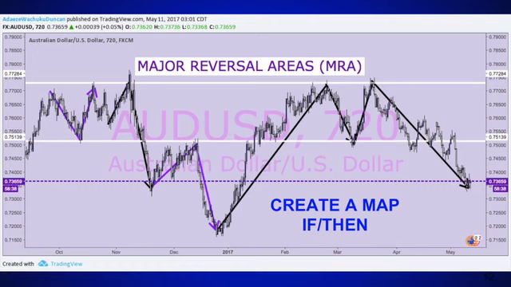You can see that it was an area where price reversed majorly. It wasn't like I'm just slightly chilling and doing a little dip and then keep going up. It was a complete U-turn, complete turn. So those areas I call major reversal areas. It comes down to how you see them. What do you determine a major reversal area? It doesn't have to be perfect. It just has to be a major reversal area.